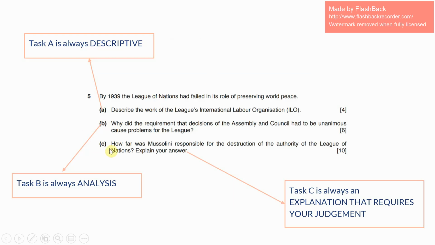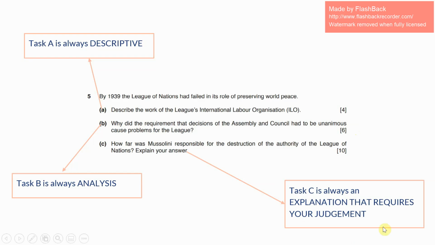On B, you will have to go a bit deeper and you will have to analyze something. They are usually questions of why. Why did something or something else happen? That's why, of course, they're worth more points, because you need to give your explanation. Anyway, we will go into detail with each one of these tasks to see what you can do.